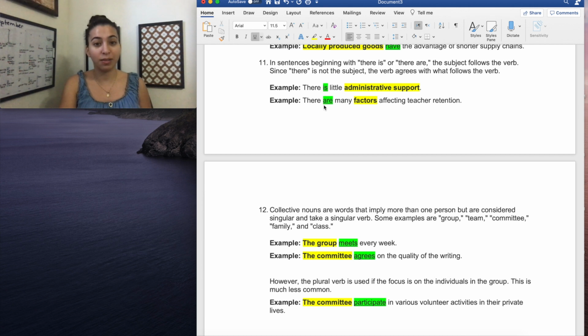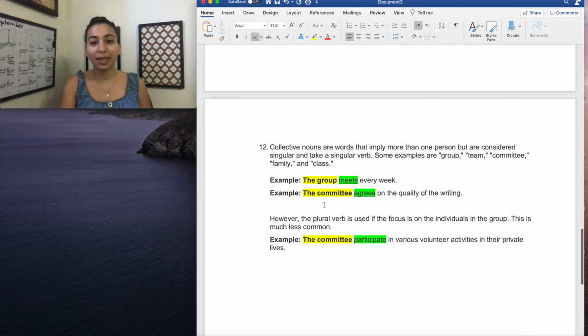Factors is plural, then "are" is plural. And lastly, we have collective nouns, which are words that imply more than one person but are considered singular and take singular forms. Some examples are group, team, committee, family, and class. Even though a team is a lot of people, it will still take a singular verb, or group, right?